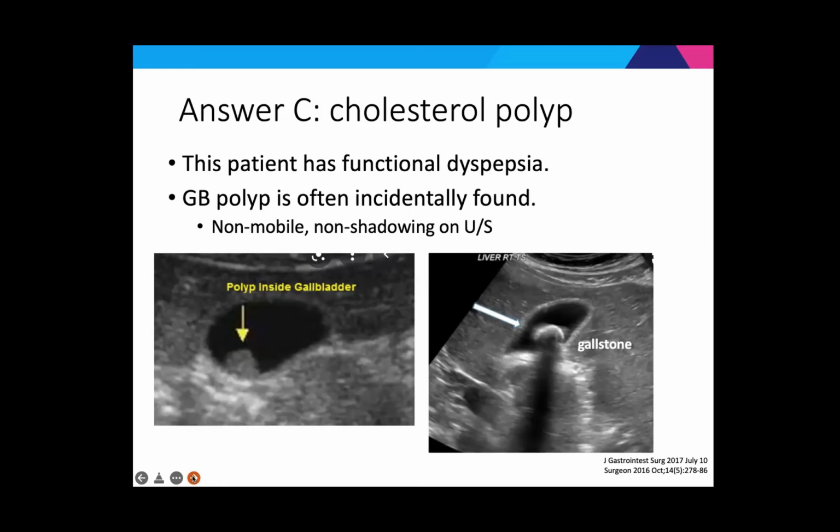All right. So this patient basically has functional dyspepsia and has a gallbladder polyp on the ultrasound. Gallbladder polyps are most often incidentally found when you obtain imaging for other indications. Unlike a gallstone, polyps are non-mobile. They're not shadowing on the ultrasound. So on the left here, it's hypoechoic, stuck onto the wall of the gallbladder. On the right here is an image of a gallstone. Stones are bright, they're hyperechoic, and they'll oftentimes cause shadowing like this. So this person has a gallbladder polyp and not a stone.